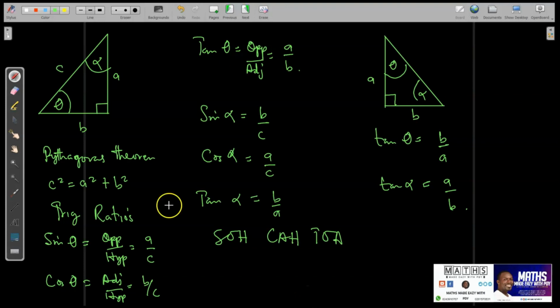Yes. What do you think the SOH means? I think sine of opposite over hypotenuse. Exactly. So you see, I've not told you, but I've just given you an acronym, and then you can remember what it means. Please, are you all clear with what I'm doing?